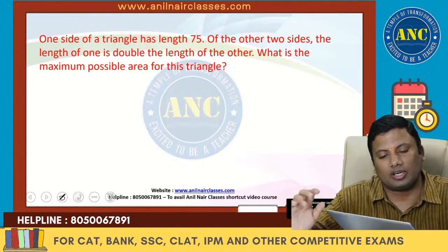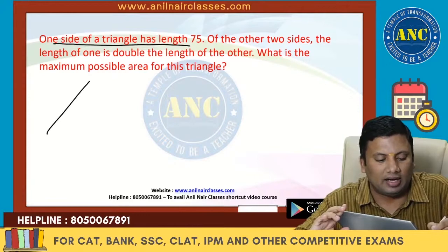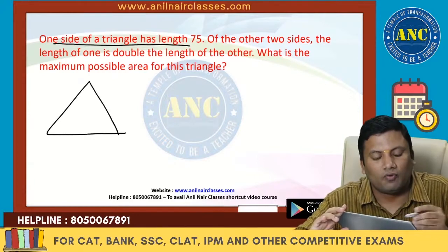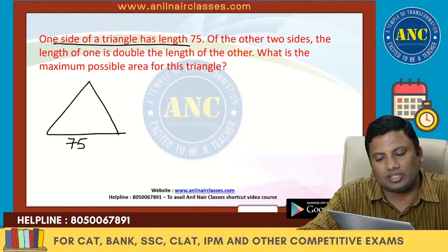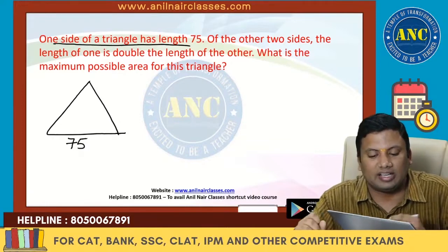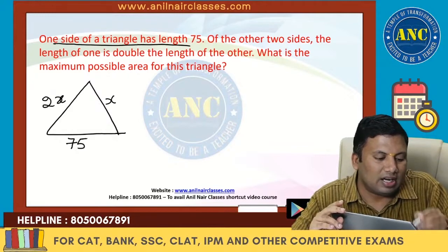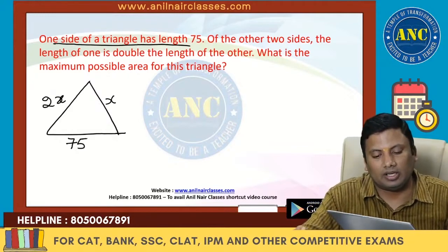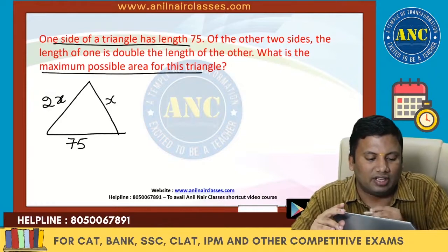Another question. This is a question based on geometry. In a triangle, one side has length 75. Of the other two sides, the length of one is double the length of the other. If the length of one is x, the other is 2x. What is the maximum possible area of this triangle?